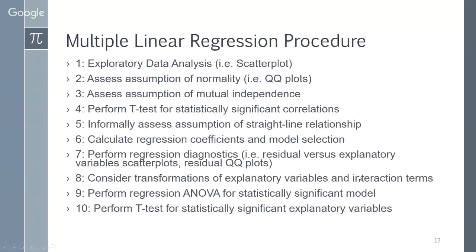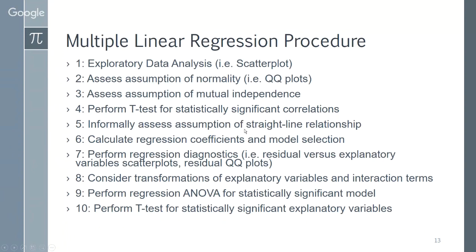And our multiple linear regression procedure, which is very similar to our simple linear regression procedure. Again, we're going to do exploratory data analysis, which is scatter plots. If we have categorical variables, we're going to do box plots. We need to assess normality, so we'll do that with QQ plots. We need to also assess the assumption of mutual independence or collinearity. We'll do that with the scatter plot matrix. If we suspect possible significant correlations, we need to do a t-test for statistically significant correlations. So we know how to do that, the t-test for R.